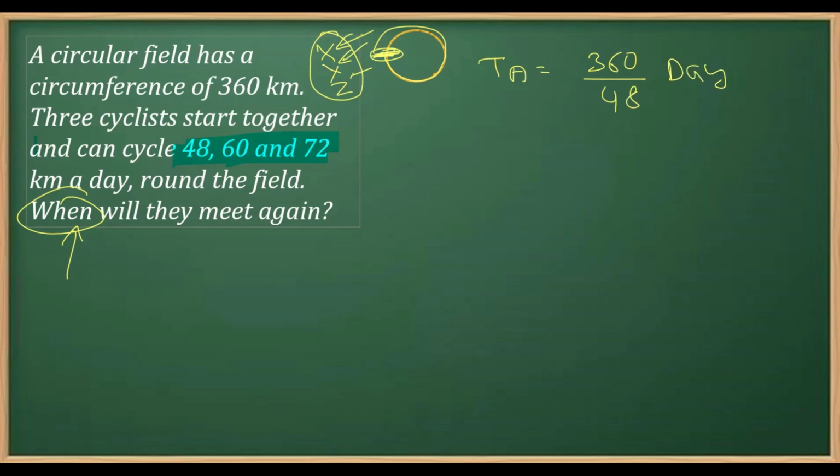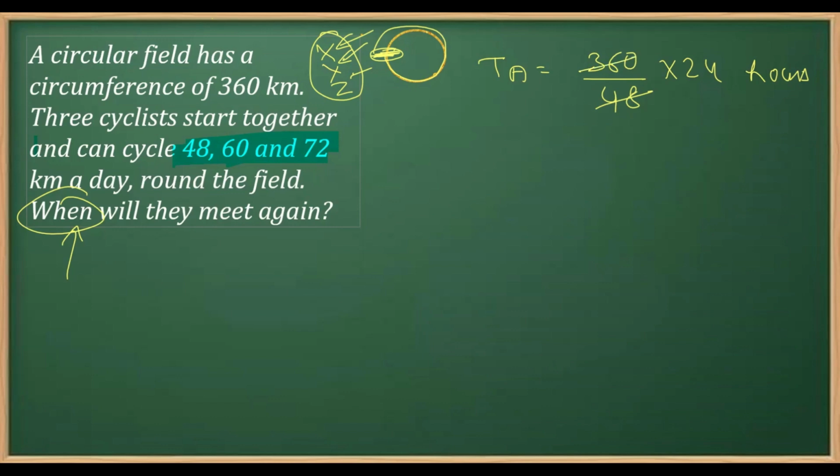Now since we are getting a fraction, I'm converting this day into hours by multiplying with 24. So this much hours. Now I can see it can be reduced further. This is divisible, right? So 360 divided by 48 comes out to be 7.5.